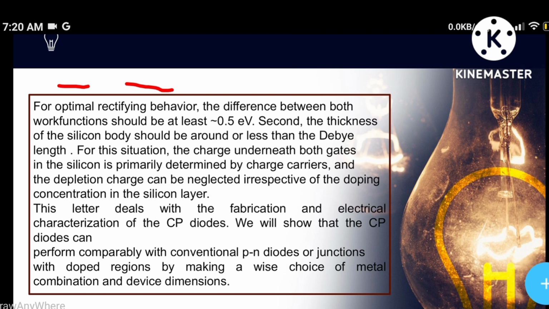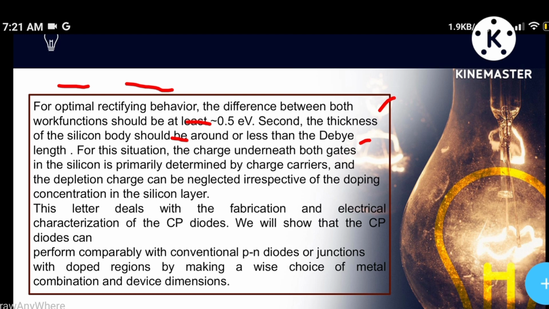Second, the thickness of the silicon body should be around or less than the Debye length. For this situation, the charge underneath both gates in the silicon is primarily determined by charge carriers, and the depletion charge can be neglected irrespective of the doping concentration in the silicon layer.